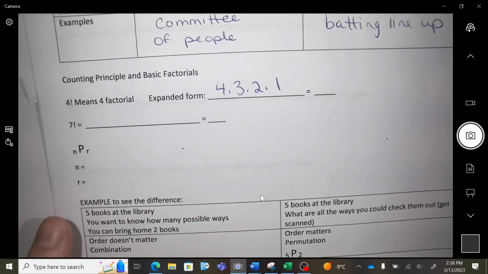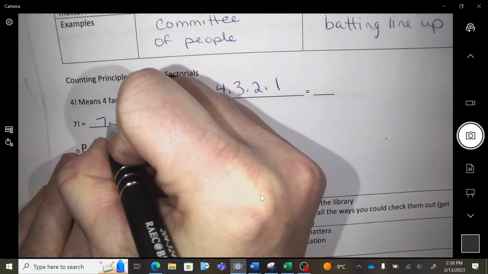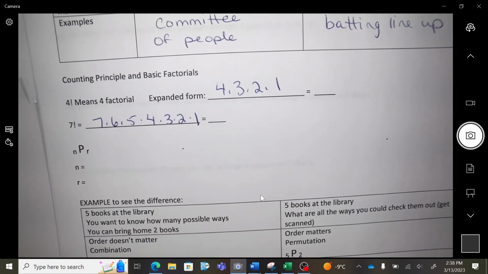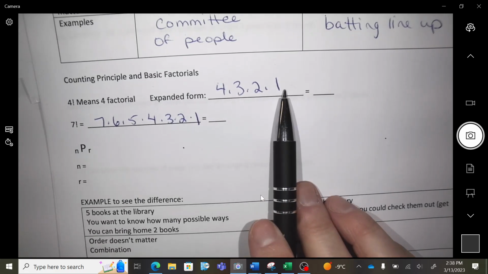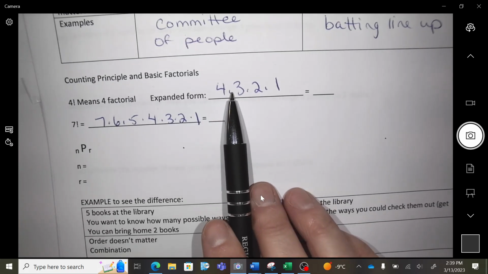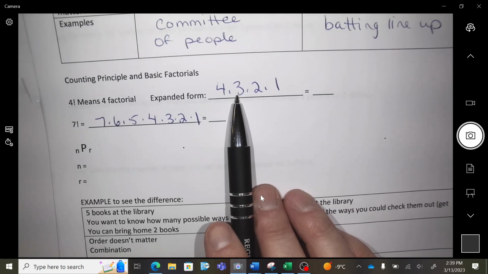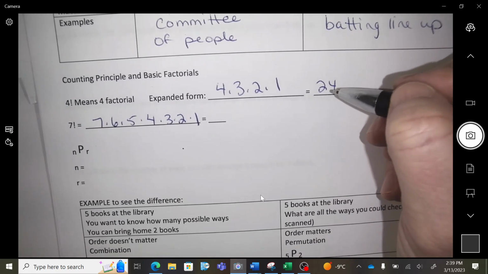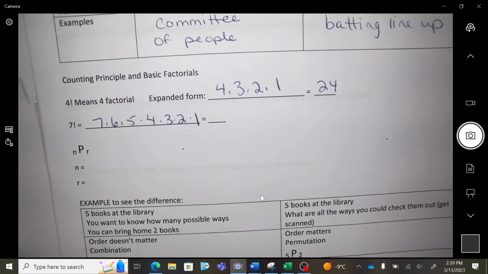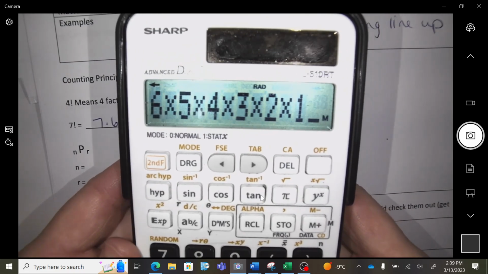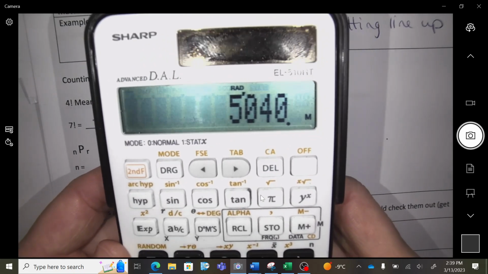So 7 factorial would be what? 7 times 6 times 5, 4, 3, 2, 1. Okay, we can do this one in our head, and then I'm going to show you that there's a cheat, a shortcut, right? 4 times 3 is 12 times 2 is 24. You should never have to do that. Like I would never go 7 times 6 times 5 times 4 times 3 times 2 times 1.